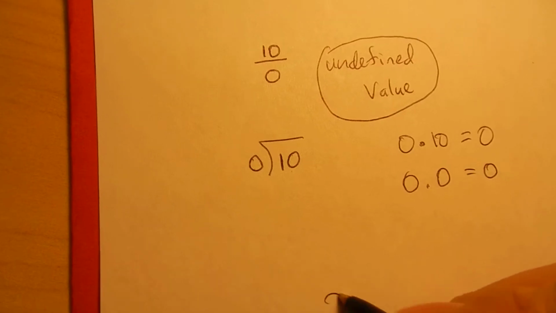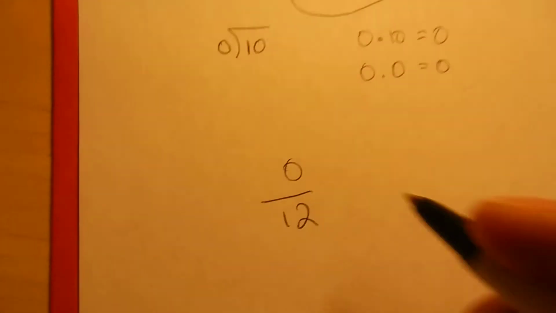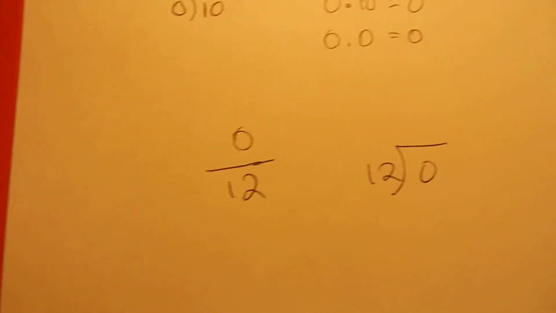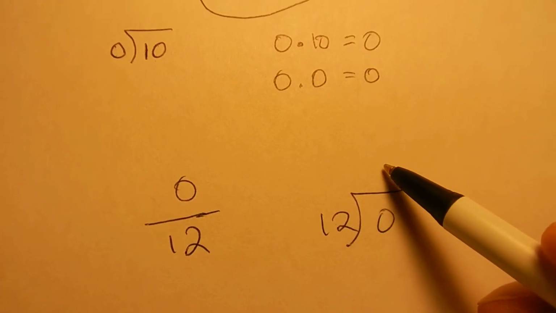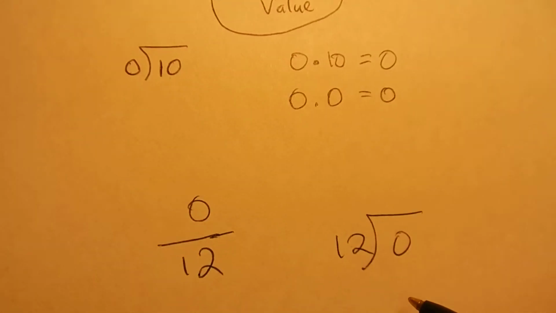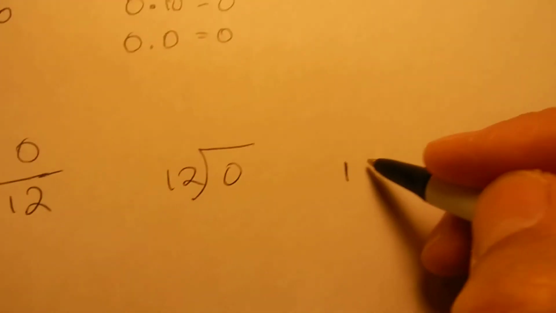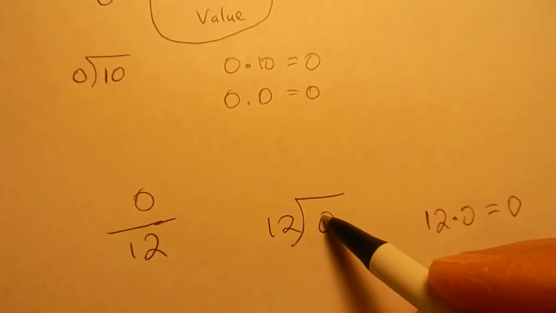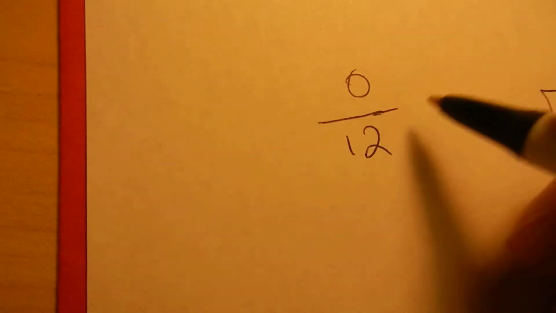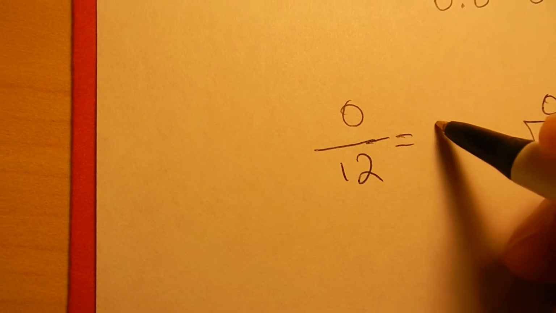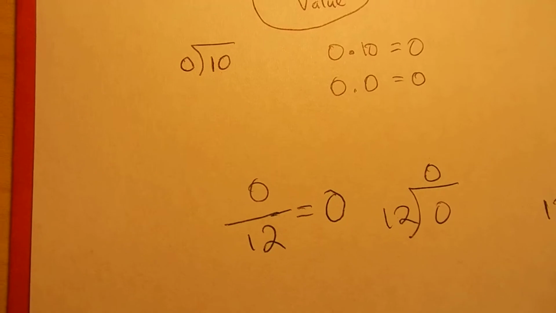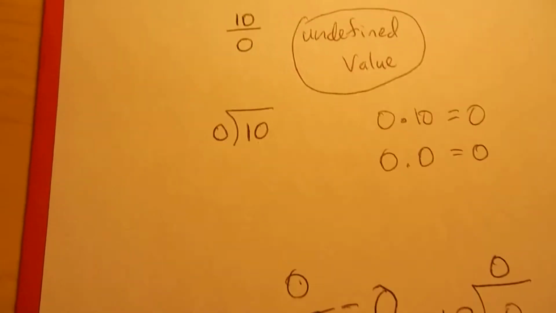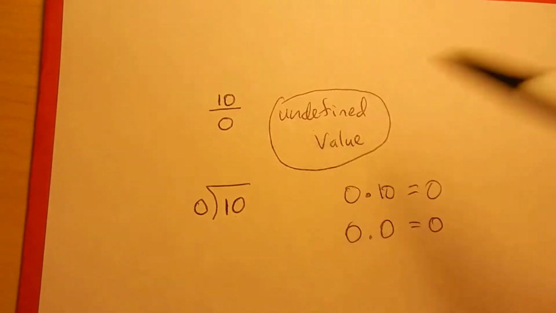What if we go the other way? 0 divided by 12. This could be written as 0 divided by 12. So the question is, 12 times what will give you 0? And hopefully you're thinking, well, I know 12 times 0 is 0, so 12 times what gives me 0? That's 0. So this division, 0 divided by 12, actually has a value of 0. So 0 divided by any number, matter of fact, is always 0. But any number divided by 0 is always undefined.